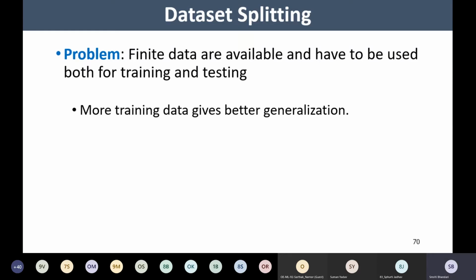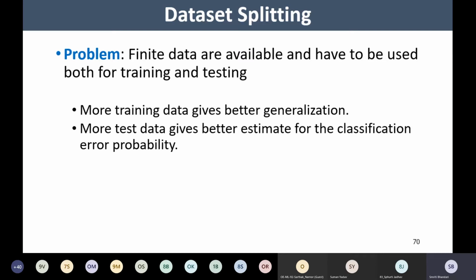Okay. So let me tell you, if we have more training data, then there are chances that we may get better generalization, provided the data does not have a significant amount of noise. I'll repeat. If I have more training data, then there are chances that we get a generalized model, right? Or it is possible to have better generalization, provided the data we have does not have much noise in it.